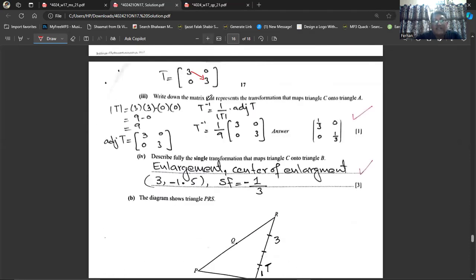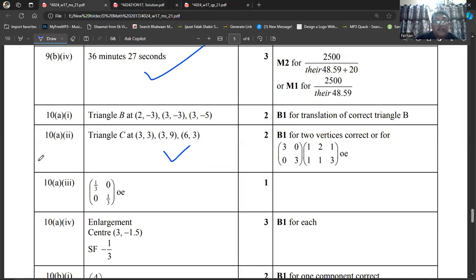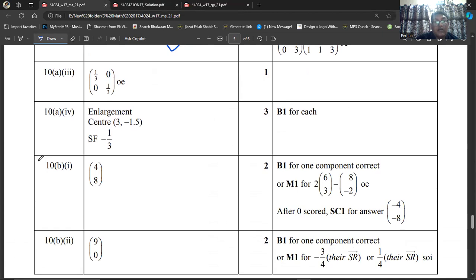So my final answer for this is an enlargement, the center of the enlargement is (3, -1.5), and the scale factor is -1/3. So our answers are right. This answer is also right.